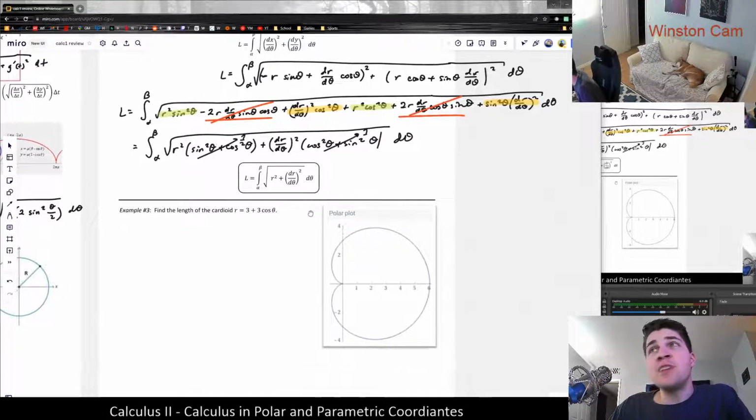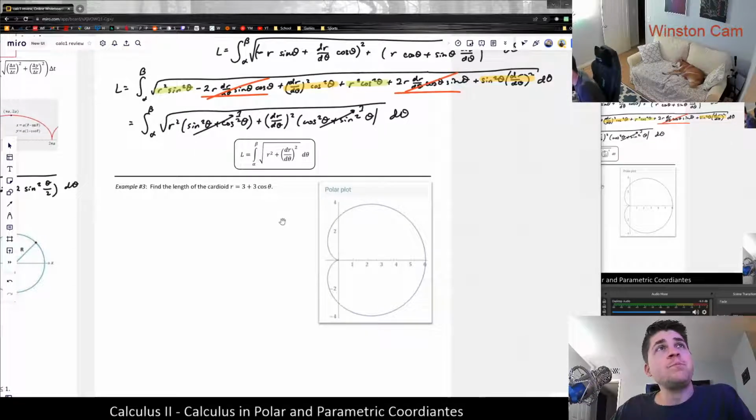Let's practice using it, and it will wrap up our series on polar and parametric calculus. So let's say we wanted to find the length of a cardioid. We don't call it the circumference because circumference is that of a circle, but it's kind of the same idea. What's the length of the perimeter? Or if you were to walk all the way around this curve, how far would we have traveled?